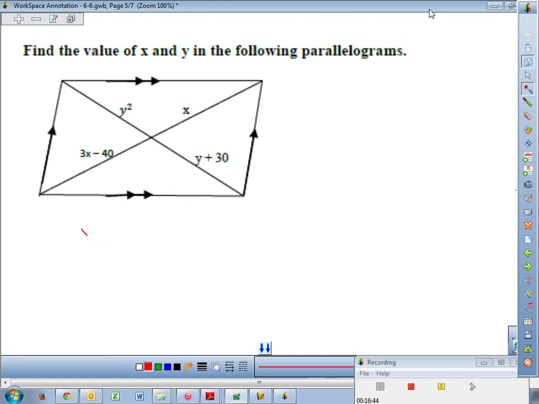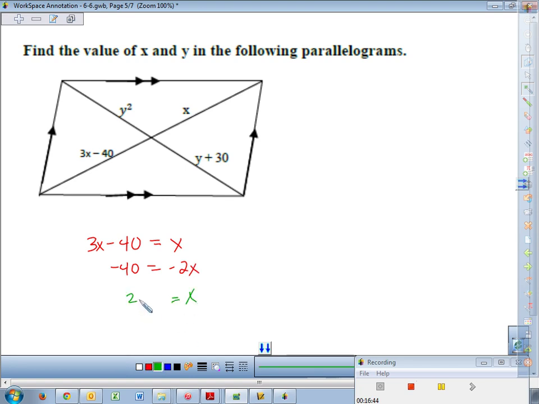3x minus 40 equals x, due to the fact that those are on the diagonals, and the diagonals bisect each other. I don't like taking this x over to the left side and getting a 0 there. I mean, you could do it. I just don't like it. I'd rather take this 3x over here. You with me on that? That's just me. But what would be left over there when I move that 3x over there? Negative 40 equals what? And then x would equal how much? 20. All right? 20.